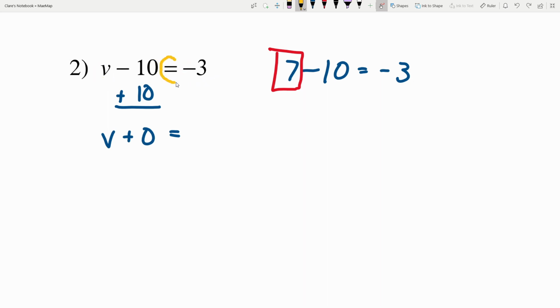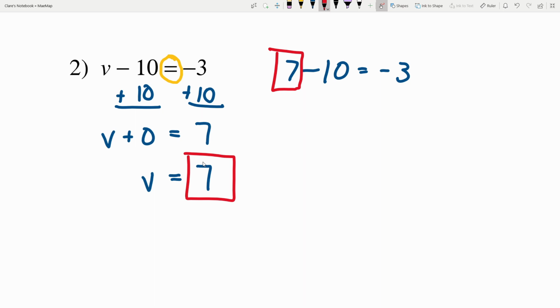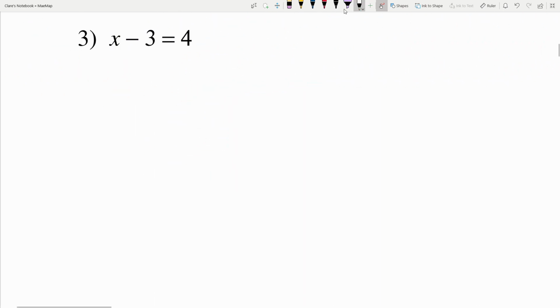Because I added 10 on the left, I will also need to add 10 to the right side of that equal sign. Negative 3 plus 10 gives me a positive 7. V plus 0, again, adding 0 doesn't change anything. So v equals 7. Again, 7 is my solution in number 2. Now, in number 3, x minus 3 equals 4. This time, we're solving for the variable x.